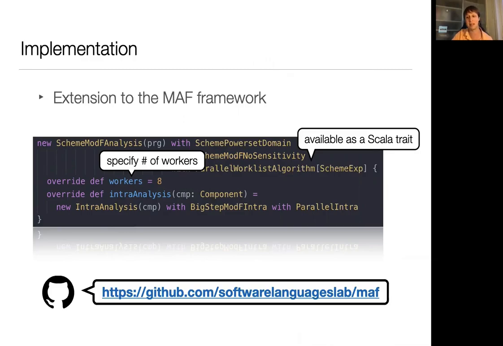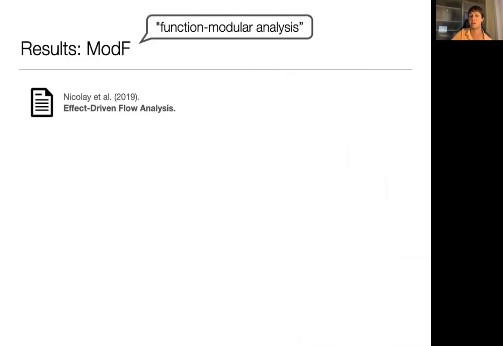And consequently, it can be used for any modular analysis created in MUF. In order to evaluate our parallel worklist algorithm, we measured speedups over the sequential algorithm for two different modular analyses using an increasing number of workers. So the first is ModF.